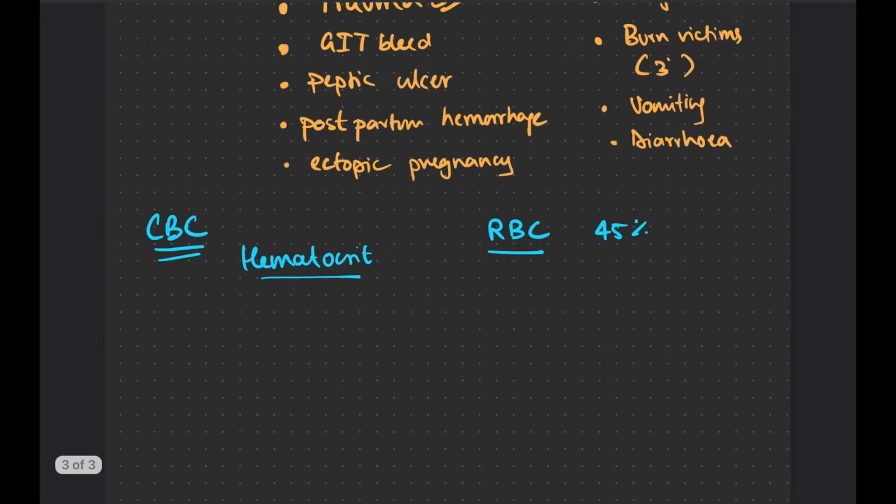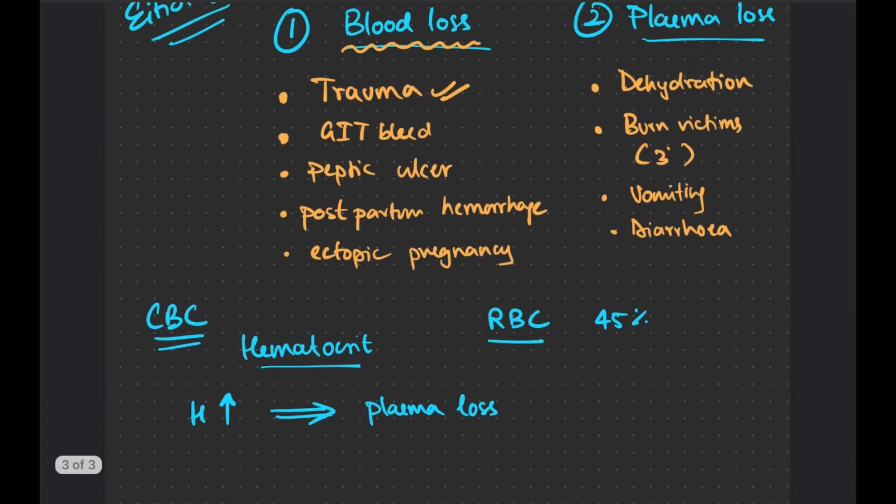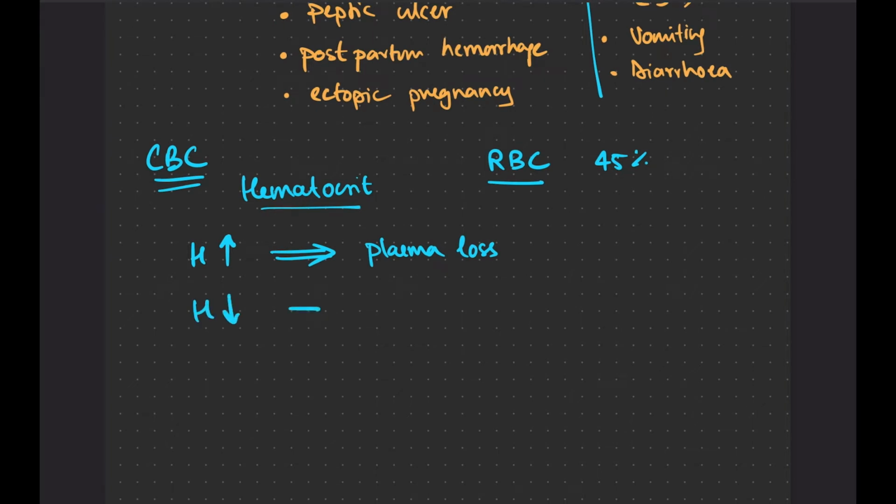If the hematocrit is more, then we can deduce that plasma has been lost, hence the amount of RBCs in the blood is more. So if hematocrit comes as more, that means the person has suffered from plasma loss, which can be due to any of these 4 reasons. If hematocrit is less, that means the person has suffered from blood cell loss. So this is how the treatment is also going to vary.